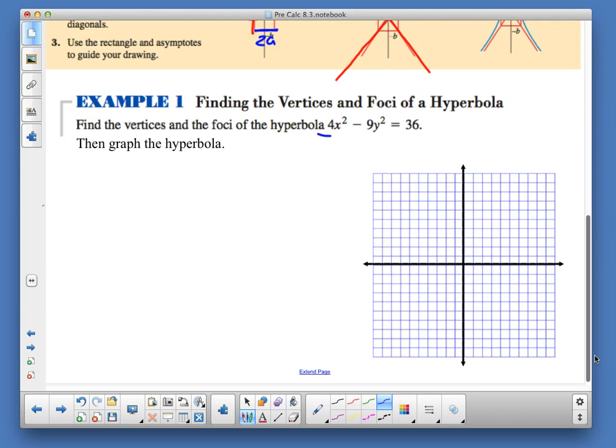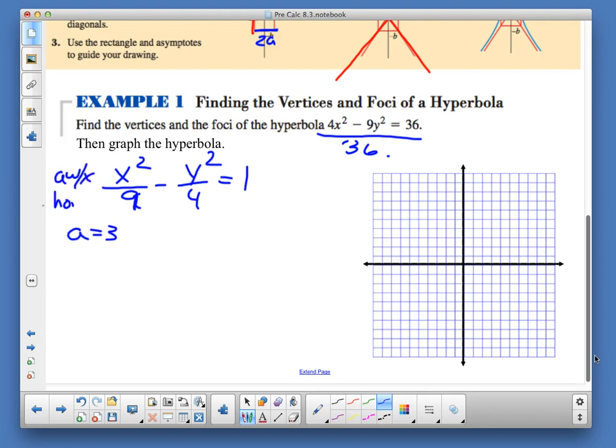Now, in this form, I'm going to divide by 36 all the way across because I've got to have that fractional form with 1 on the other side of the equal sign. That's why I'm dividing by 36. So I divide by 36 all the way across, so I get x squared over 9 minus y squared over 4 equals 1. I already know that a is 3, okay? a is with x. It's horizontal, with that information that I have. b is 2.